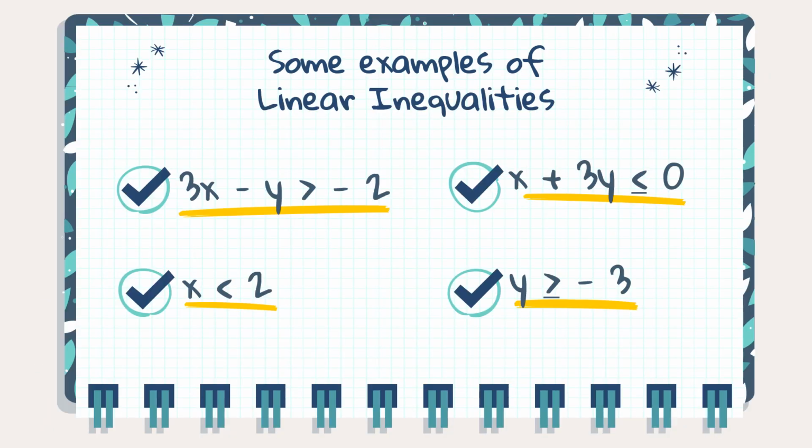Here are some examples of linear inequalities. We can have 3x minus y is greater than negative 2. We also have x is less than 2. We can also have x plus 3y is less than or equal to 0, and y is greater than or equal to negative 3. As you would notice, for x is less than 2, the value of b is 0, while for y is greater than or equal to negative 3, the value of a is equal to 0. But a and b are not both 0 in one inequality.